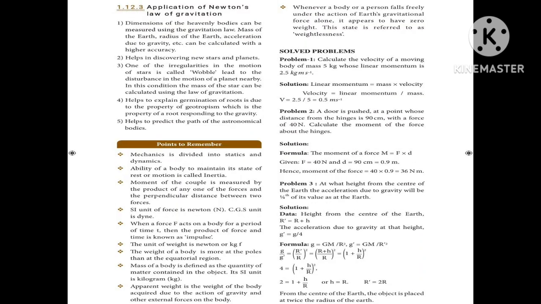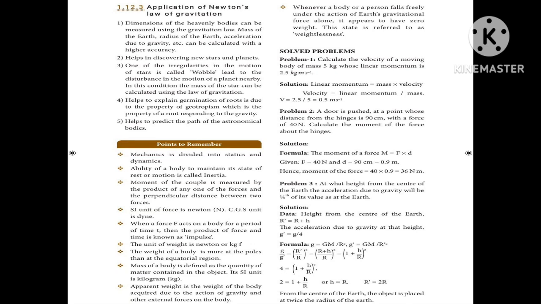Application of Newton's law of gravitation. 1. Dimensions of the heavenly bodies can be measured using the gravitation law. Mass of the Earth, radius of the Earth, acceleration due to gravity, etc. can be calculated with a higher accuracy. 2. Helps in discovering new stars and planets.